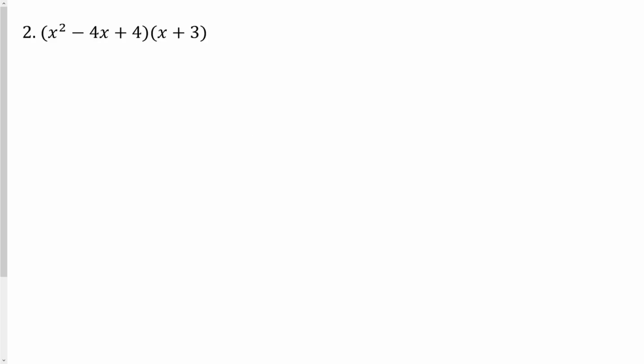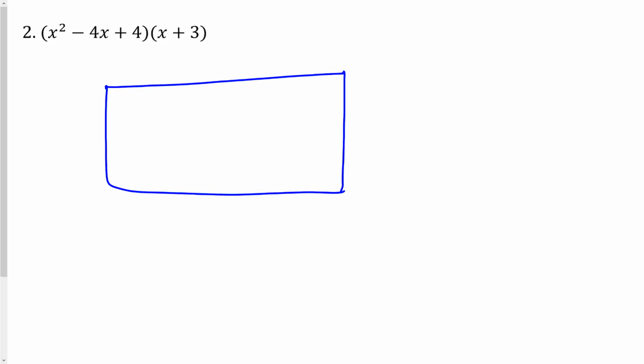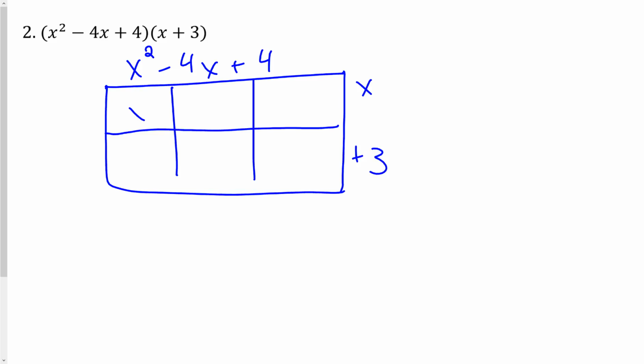Alrighty, multiply x squared minus 4x plus 4 times x plus 3. I'll do this using the table, using the tabular method. So I'm going to make a table. I'm going to put x squared minus 4x plus 4 and x plus 3. We get x squared times x is x cubed, minus 4x squared, plus 4x, multiplying each of those terms there. Now I have x squared times 3, which is 3x squared, minus 4x times 3 is minus 12x, 4 times 3 is 12.